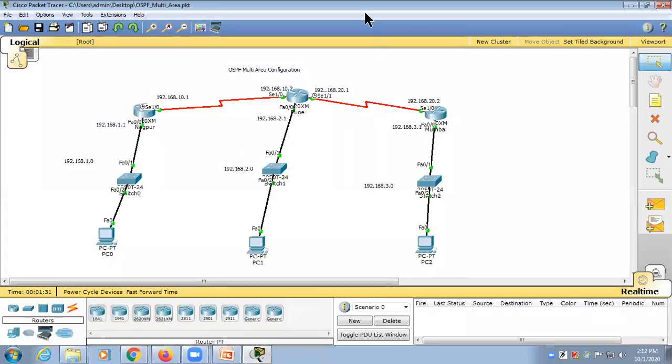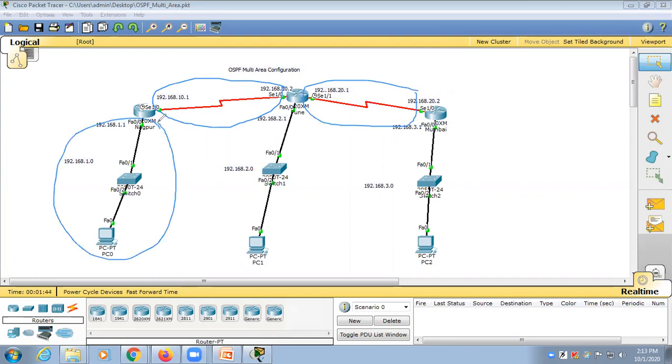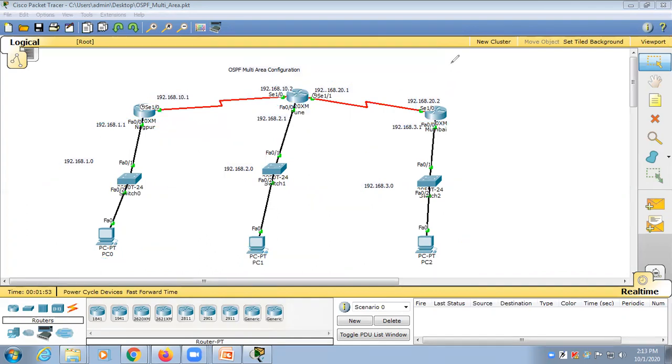Okay, so here, if you go with the topology, there are 5 networks, guys. This is the network whose ID is 192.168.10.0. The second network is 192.168.20.0. The third network is 192.168.1.0. The fourth network is 192.168.2.0, and the fifth network is 192.168.3.0. So these are the 5 networks available. On the basis of these 5 networks, we have to configure the multi-area OSPF configuration.